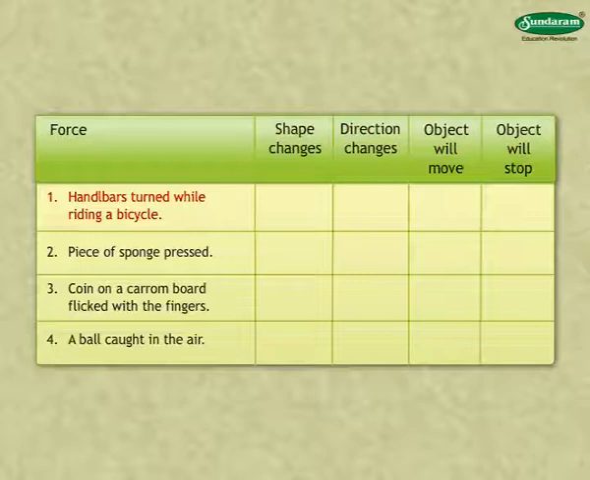Number 1. Handlebars turned while riding a bicycle. Direction changes and object will move. Number 2. Piece of sponge pressed. Shape changes. Number 3. Coin on a carom board flicked with the fingers. Direction changes and object moves. Number 4. A ball caught in the air. Object will stop.